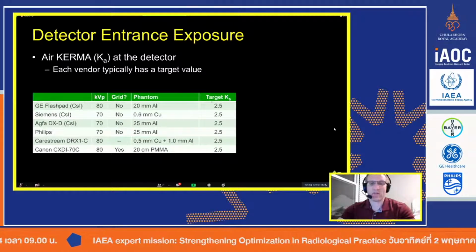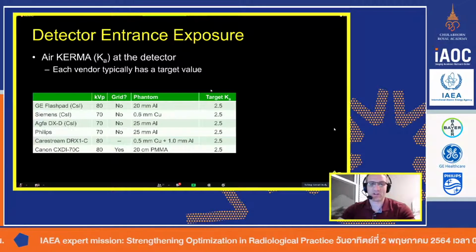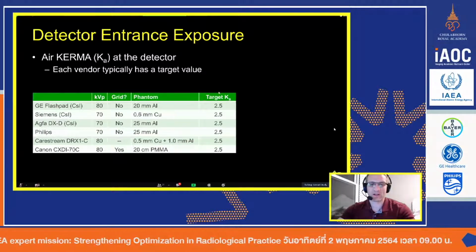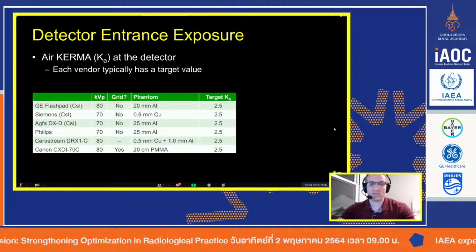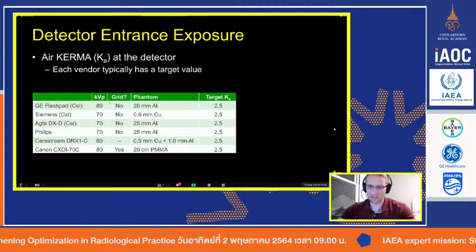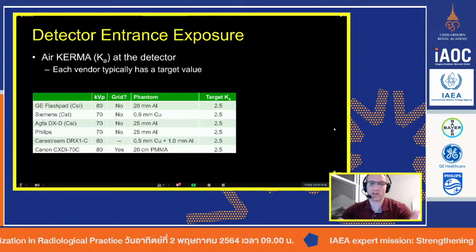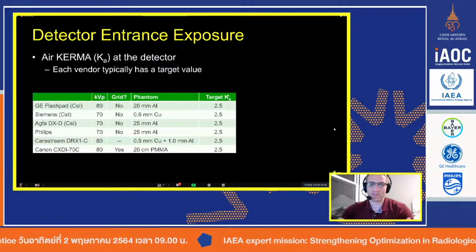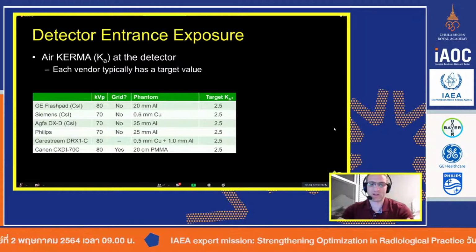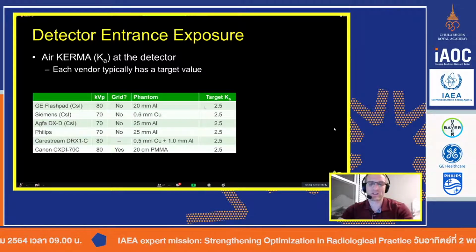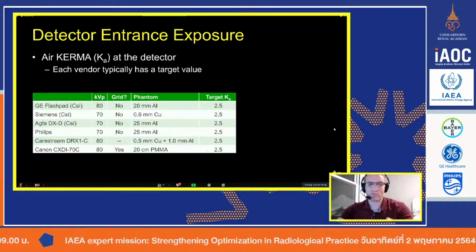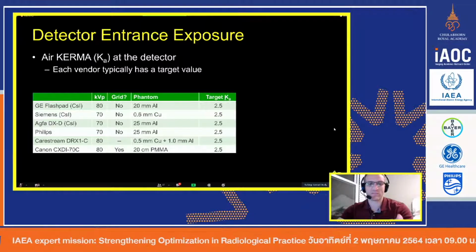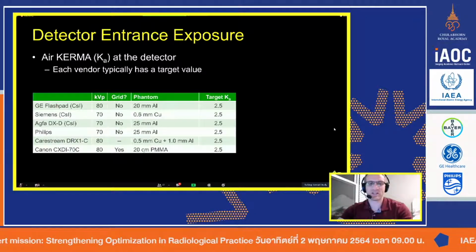And this is how they establish their target air kerma at the detector. And you'll notice that it's not actually the same for everyone. Now the target is the same, and my fault, it should say microgray. I forgot to put the units there. I'll get that fixed before I send it out. So these are 2.5 microgray. That's the target. But look how they each approach this slightly differently.